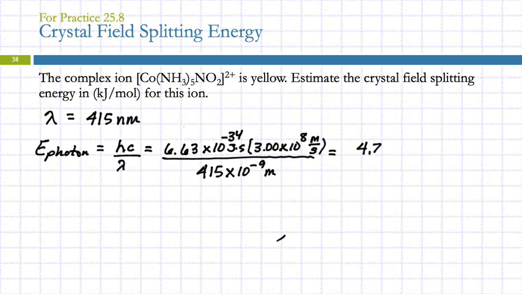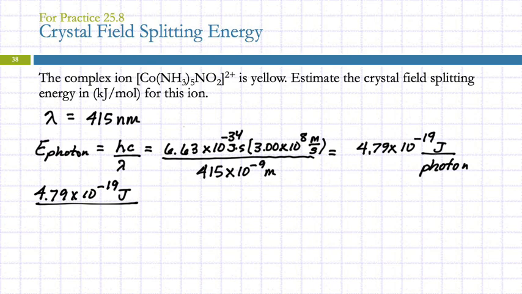I'll give it 3 sig figs. That's probably very generous, but. So that's the energy for one photon. We're asked to give the energy in kilojoules per mole. So we could say that this is joules per photon. So we're going to take that 4.79 times 10 to the minus 19 joules per photon.